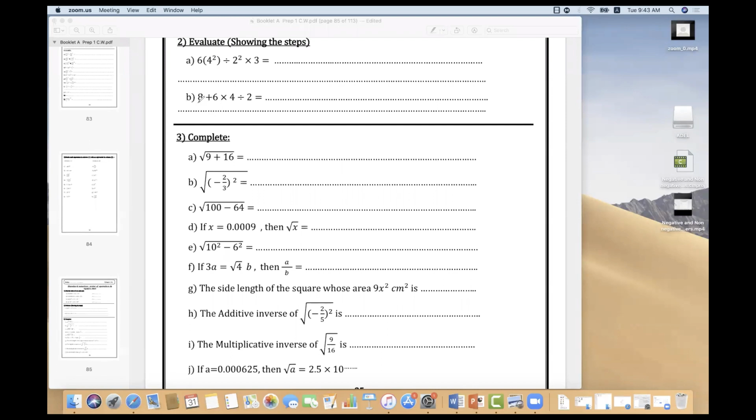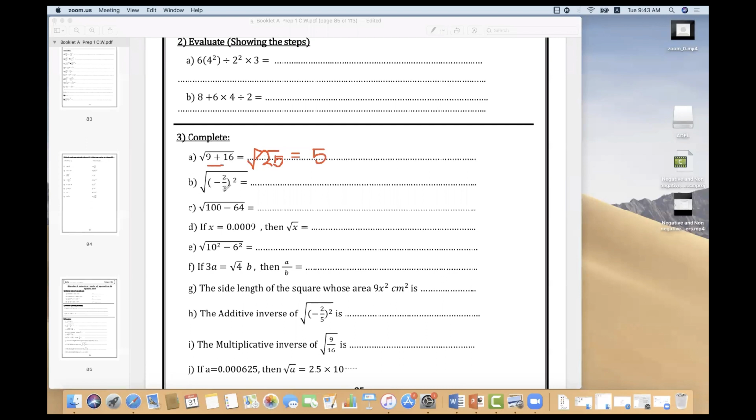I put it in the calculator and it gives 5 straight away. Which one? This one, right? Yes, complete. 9 plus 16, you have to put it like that. 9 plus 16 equal? 25. Excellent. So the root of 25 equals 5. Excellent. Okay, the next one.